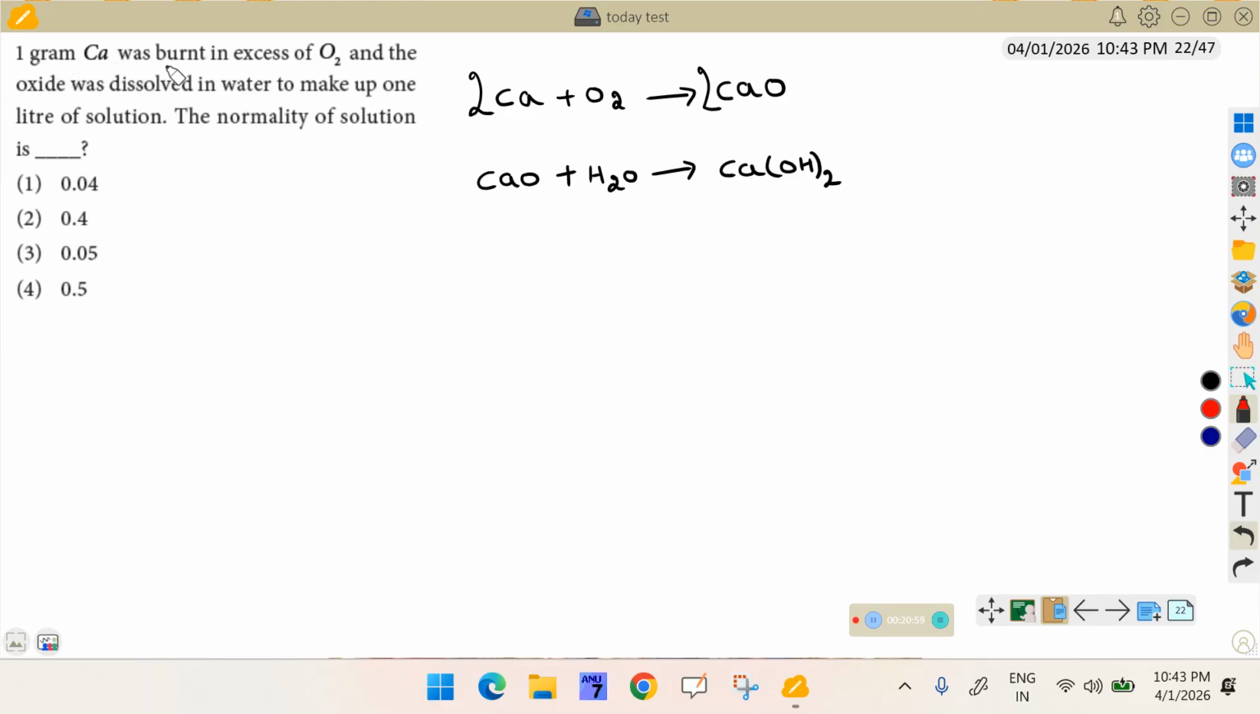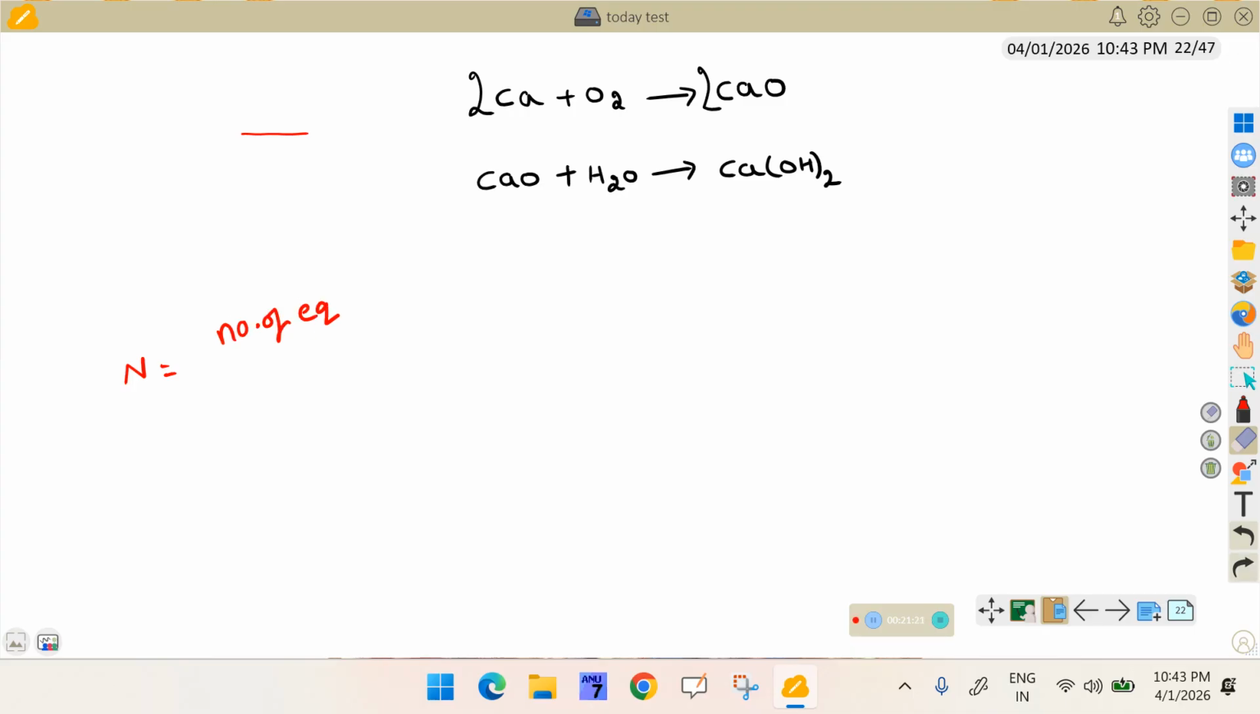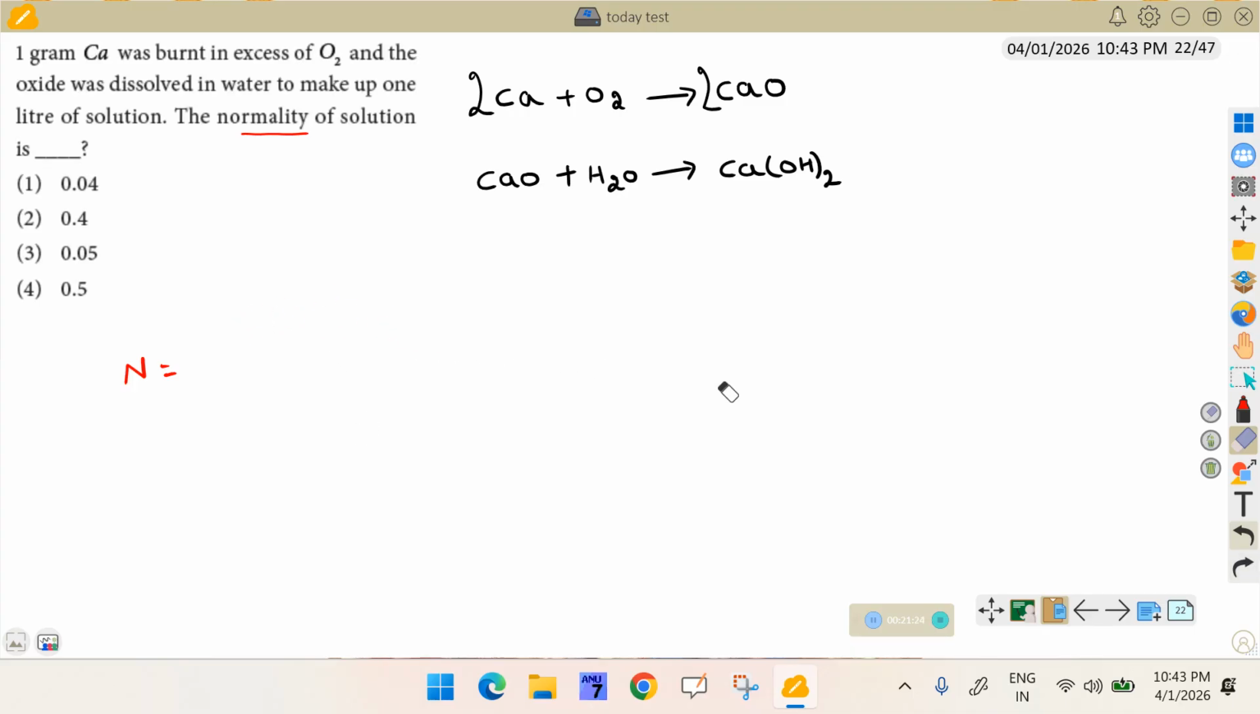1 gram calcium was burnt in excess of O2 and the oxide was dissolved in water to make up 1 liter of solution. The normality of the solution is: normality is equal to number of gram equivalents. Otherwise, normality is equal to weight by equivalent weight into 1 by volume in terms of liters. Okay.